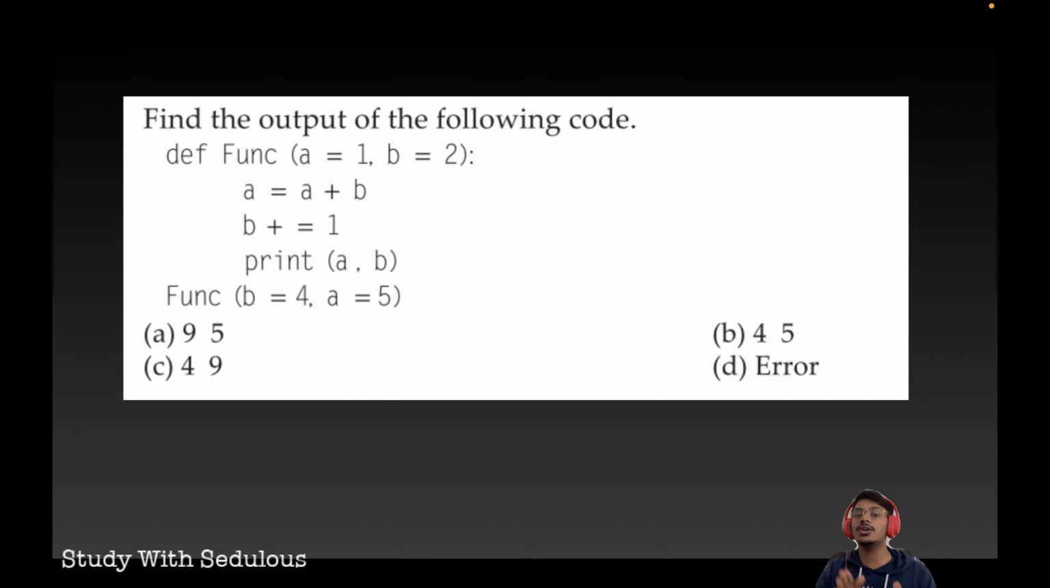B minus equal to 1 means b is equal to the old b minus 1. B times equal to 1 means b is equal to last b times 1. And b divided by equal to 1 means b is equal to b divided by 1. Simple as that. So here b plus equal to 1. Here b is a. So what will be the answer?